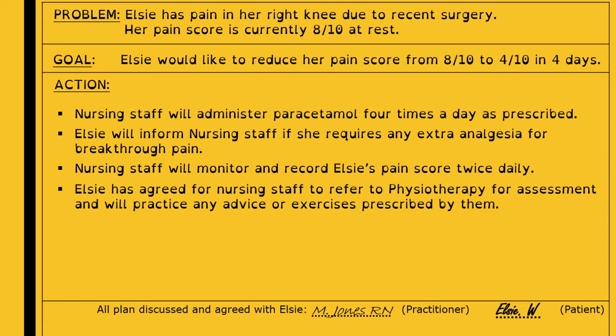Elsie has agreed for nursing staff to refer to physiotherapy for assessment and will practice any advice or exercises prescribed by them. So this evidences consent here. Elsie has agreed for nursing staff to refer. And she's also agreed that she'll have a go at any advice or exercises that they suggest.